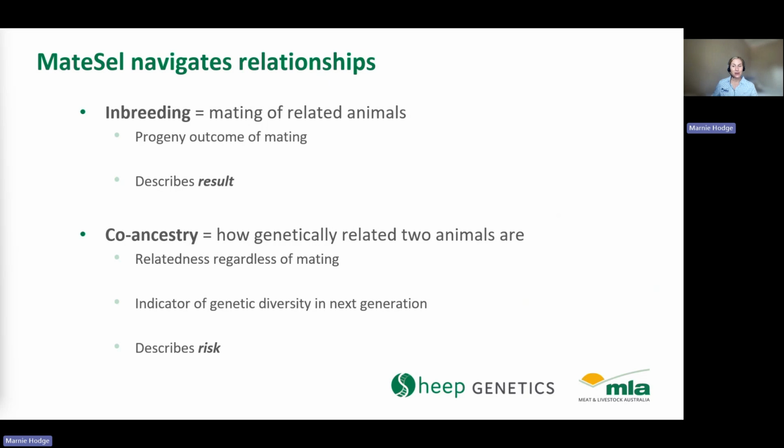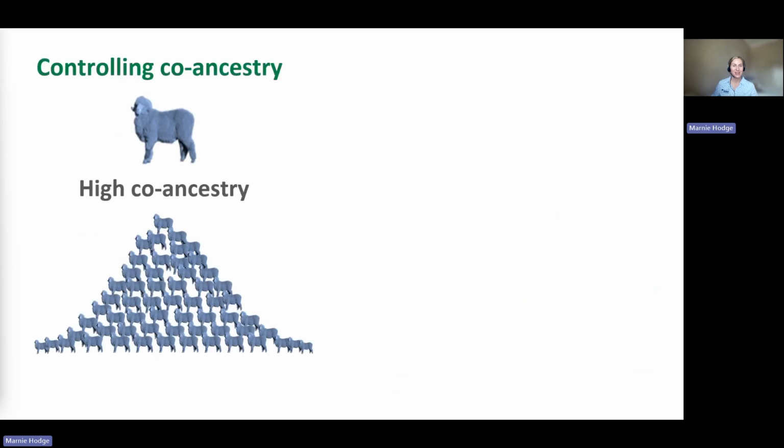So MateSel looks at both of these in the calculations when it looks at potential progeny outcomes based on the sire list and the dam lists that you input, to try and ensure that we have long-term sustainable breeding programs through managing inbreeding and co-ancestry.